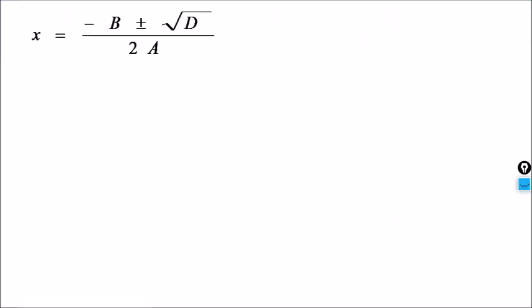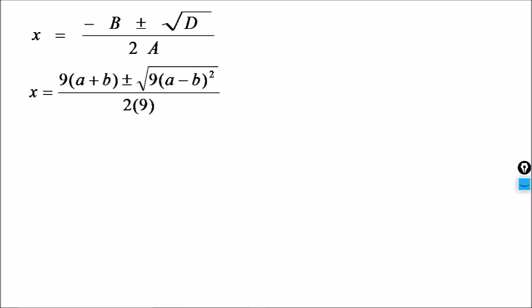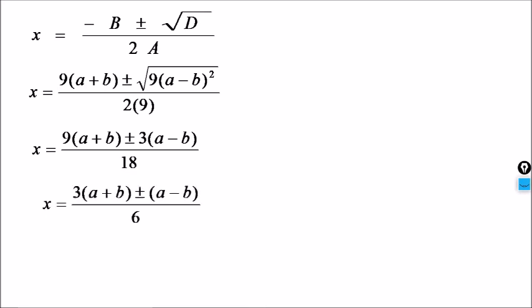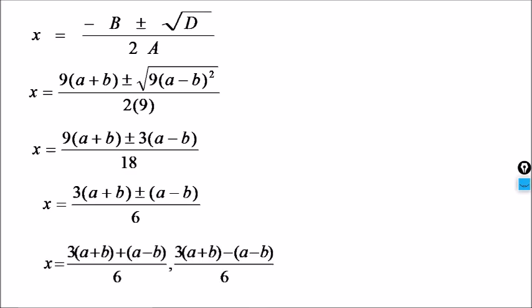In the next step, we substitute the values of a, b and D. By substituting these values, we get 9 times of a plus b plus minus 9 times of a minus b whole square. With the square root cancelled, and square root of 9 becomes 3. So overall simplification, we get 9 times of a plus b plus minus 3 times of a minus b. Now from the numerator, 3 will be taken common. By taking 3 common and cancelling with the denominator, we get 3 times of a plus b plus minus a minus b upon 6.